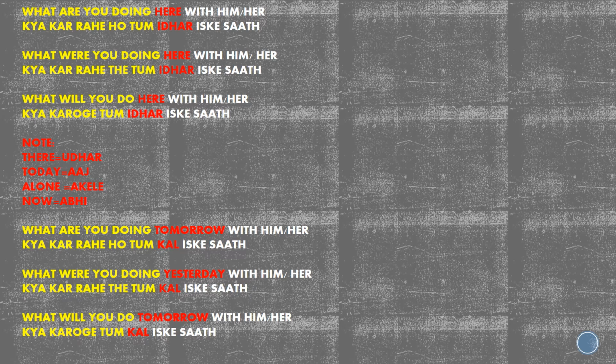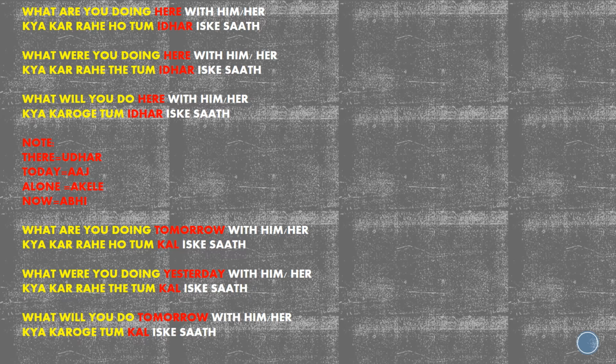Now I have written something as a note, so you just have to change the red color fonts. Like here is idhar, so just change there to the same location of that phrase. For example, if you remove here and replace it with there, you have to just replace it in the same red color font in the same phrase. Similarly, we can change today, alone, and now, as we have seen in the previous slide.